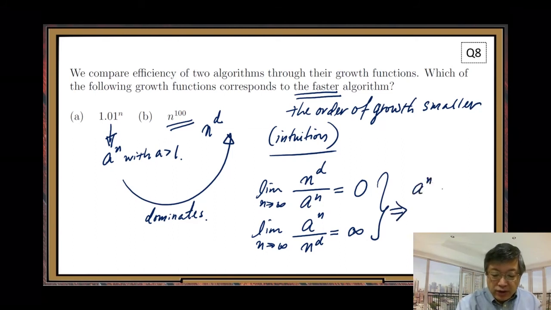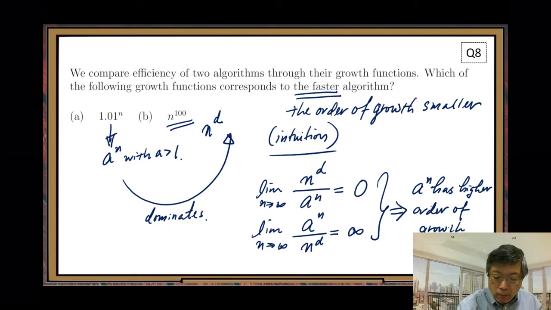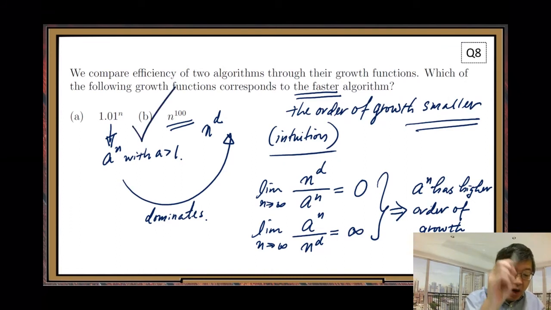the exponential function has higher order of growth. All right, higher order of growth. But in this question, we need to select the one with smaller order of growth, not higher order of growth. So based on that, we should pick option B. Yeah. That's our question number 8.